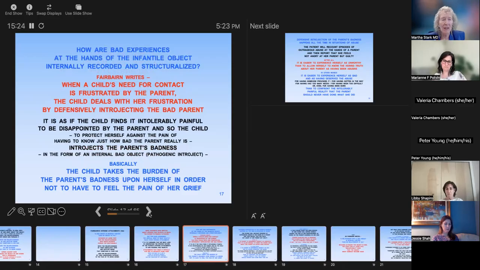Fairbairn writes, when a child's need for contact is frustrated by the parent, the child deals with her frustration by defensively interjecting the bad parent. I think of a Fairbairnian dustbuster, suck in the bad. And again, in the literature, a distinction is sometimes made between you interject bad, as in pathogenic interjects, but you internalize good, as in adaptive internalizations.